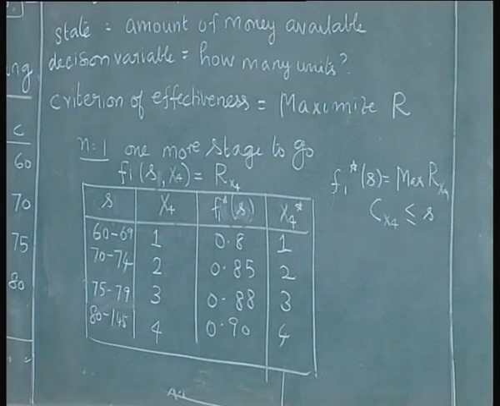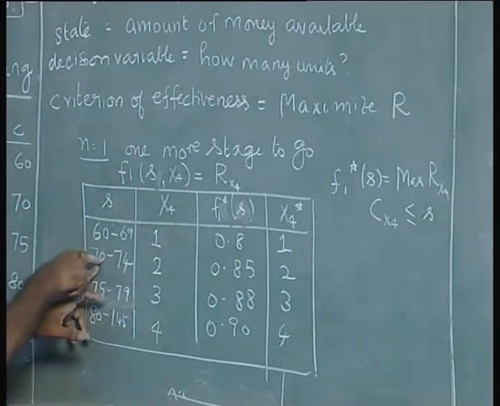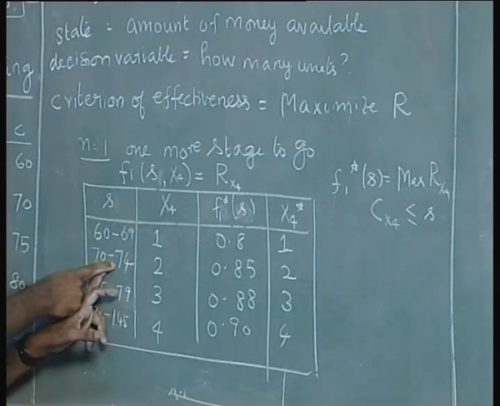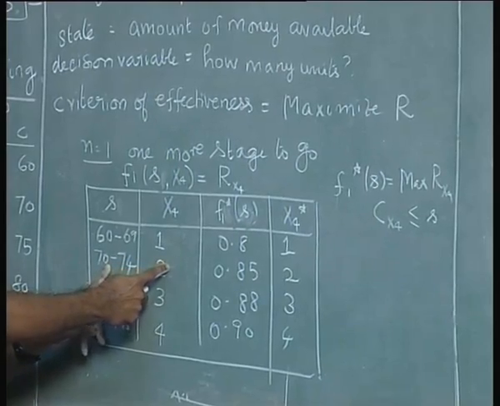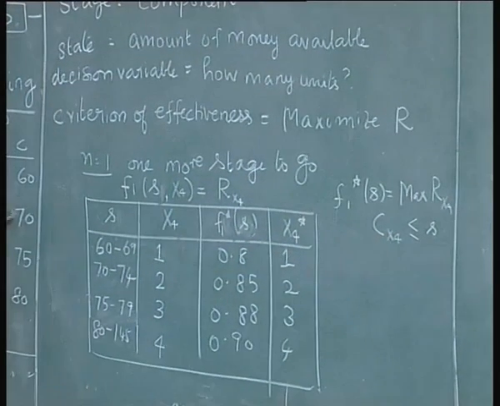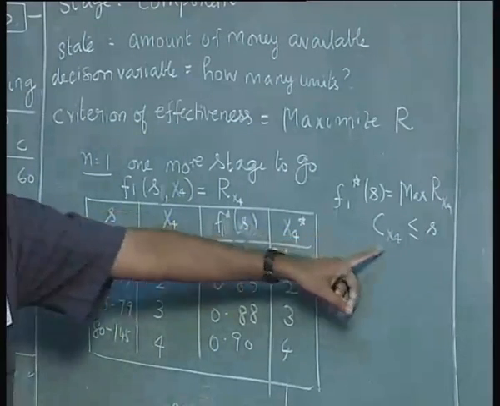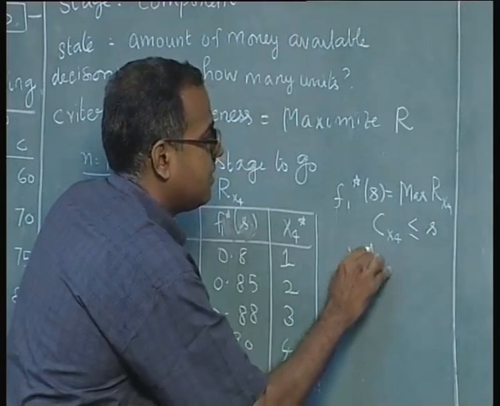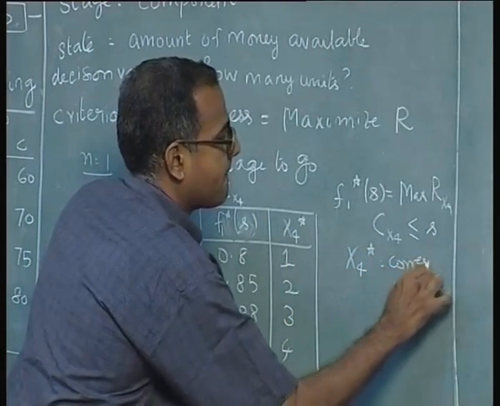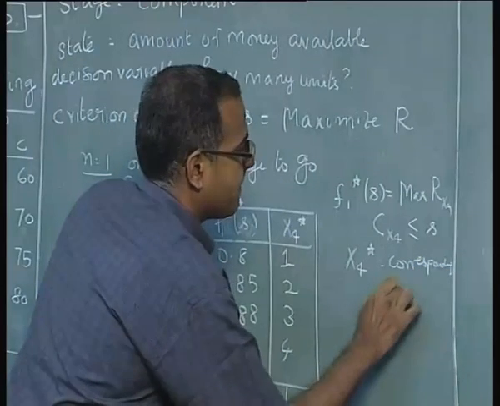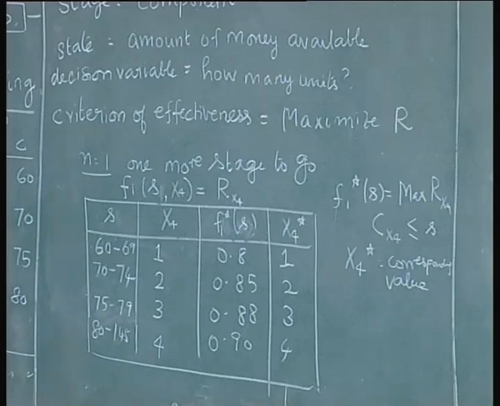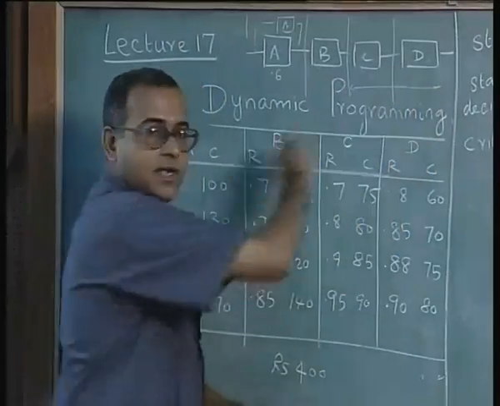Yes. For example, when I have state variable, say suppose I have 72 rupees available here, now I can buy 2, as long as the money that I have for 2, which is 70, is less than the state variable. So this constraint has to be satisfied by the best value, and the best value x4 star will be the corresponding value of x4.